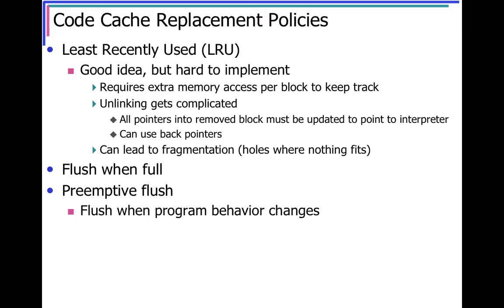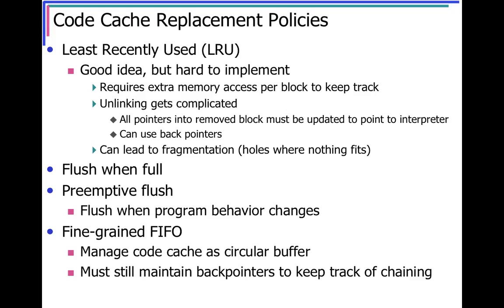We can do things like, when we start to compile new traces quickly, that means we've started executing in a new hot region of the program. We can flush the cache and start filling it up with the new hot regions. This works really effectively and is very simple to implement. We can do other things also that are commonly used in code caches in modern systems.